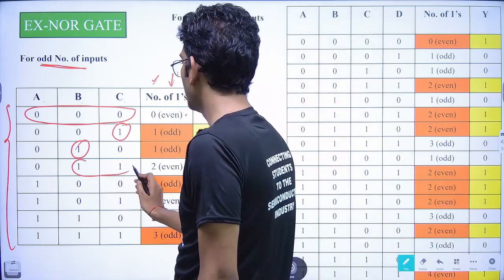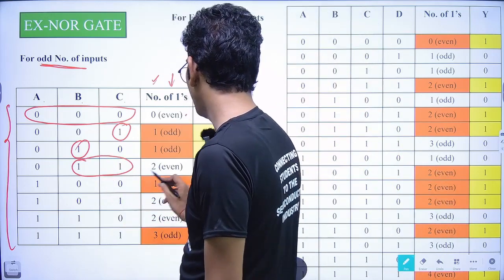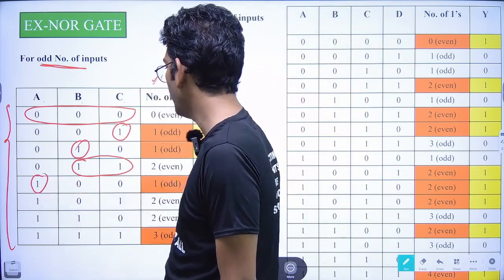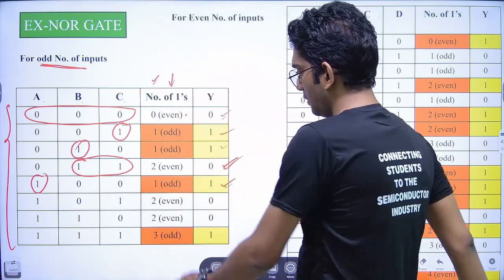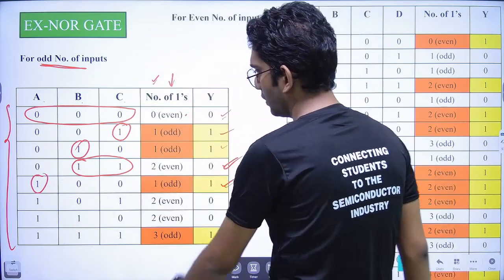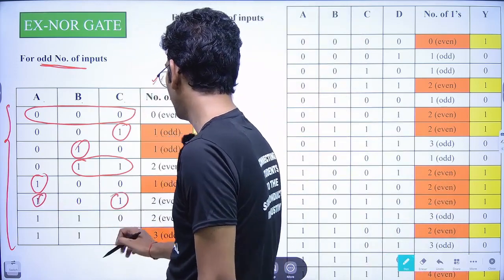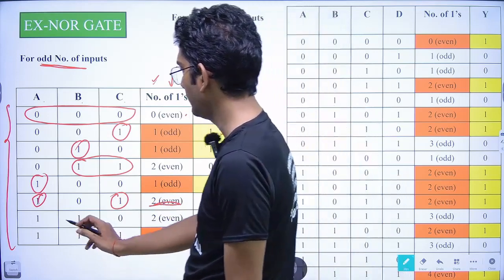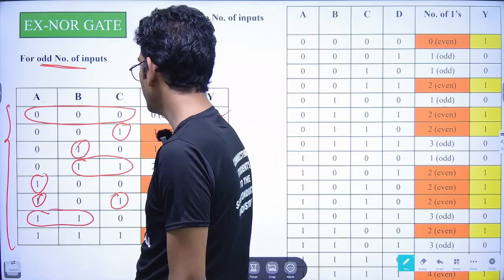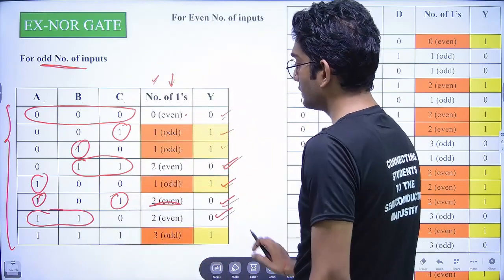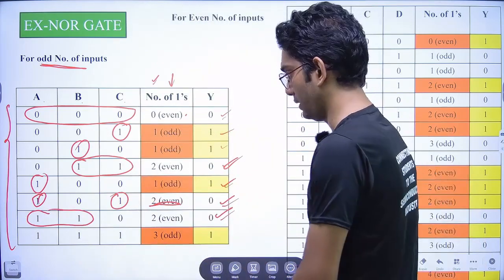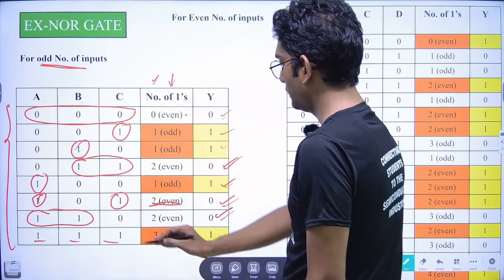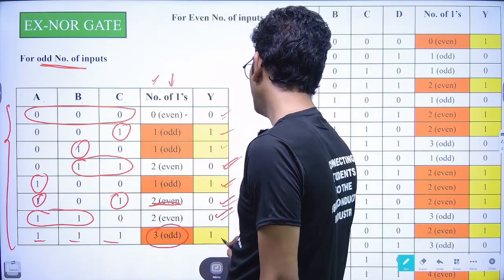Here two ones are present, so it will give the output as 0 because it is an odd number of ones detector. Now here in this case only a single 1 is present, so it will give the output as 1 as the number of ones is odd. Here two ones are present, 2 is an even number, so we will get 0 as our output. Here in this case also 2 ones are present, so we will get 0 as our output because this is an odd number of ones detector. Now here 1, 2 and 3, three ones are present and 3 is an odd number, so we will get 1 as our output.